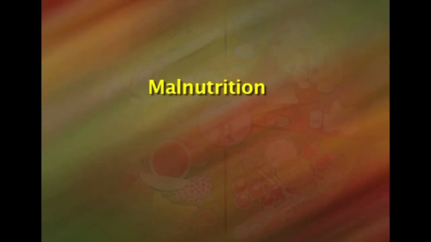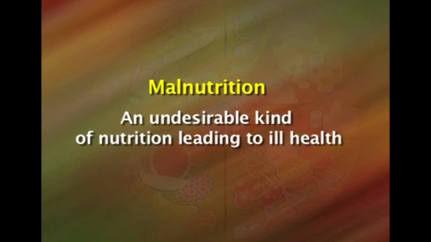Now coming to the next term, that is malnutrition. Malnutrition means an undesirable kind of nutrition which is leading to poor and ill health. It includes both undernutrition and overnutrition. Undernutrition is a state of insufficient supply of essential nutrients, whereas overnutrition refers to excessive intake of either one or more nutrients, which creates a stress in the bodily function. Those were the terms which are related to nutrition.